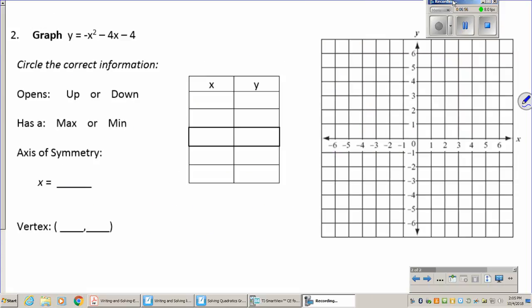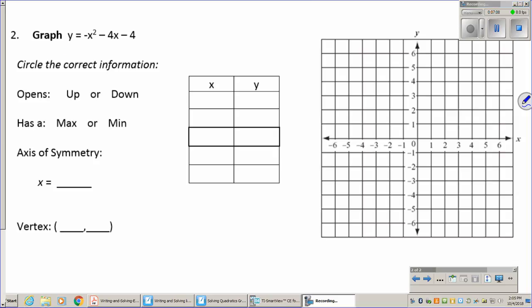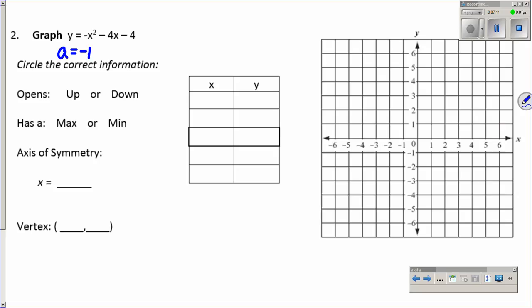Okay, we're going to take a look at number 2. So again, make sure the equation is in standard form: y equals ax squared plus bx plus c. And this one is. So I'm going to identify my a value equals -1, my b value equals -4, and we're going to use that axis of symmetry equation, x equals the opposite of b divided by 2 times a. So the opposite of -4 is +4, and we're going to multiply 2 times -1, so that's -2, and 4 divided by -2 equals -2. So our axis of symmetry is the equation x equals -2.